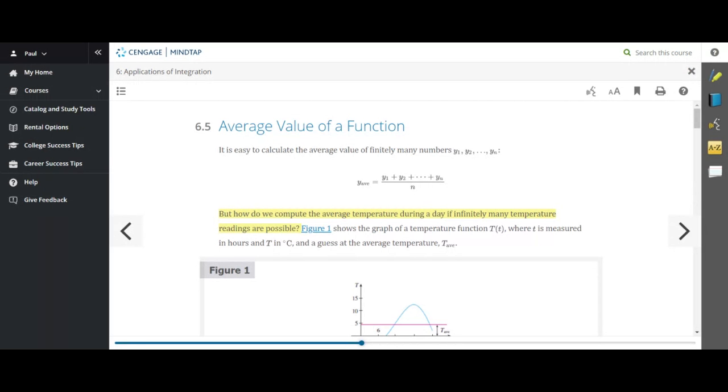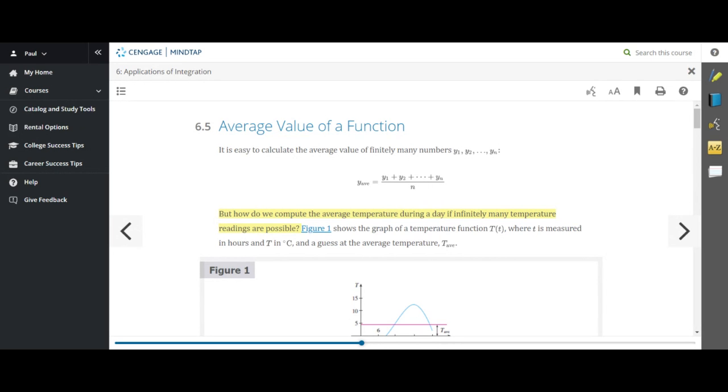Okay, we are in average value of a function. This is another application of integration. So they mention that it's easy to calculate the average value of finitely many numbers. To take the average of a set of numbers, you add the numbers up and divide by the total.